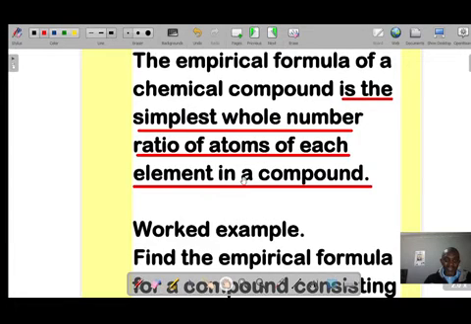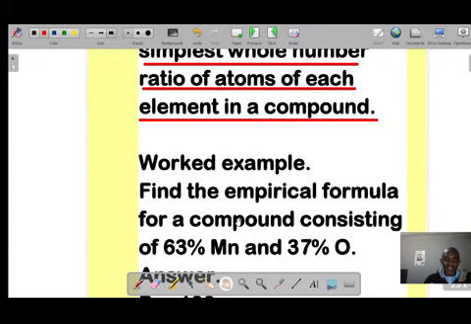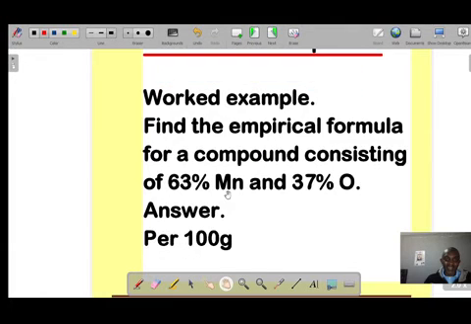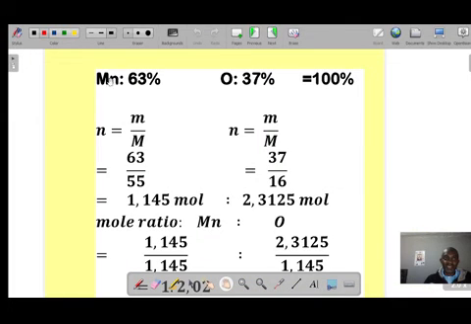Quick example, they say, find the empirical formula for a compound consisting of 63% manganese and 37% oxygen. Now, we actually do this using the 100 grams of the whole compound. Let us check it out. Now, this is 63% manganese and 37% oxygen. Manganese, 63%, oxygen, 37%. The total is what? 100%.